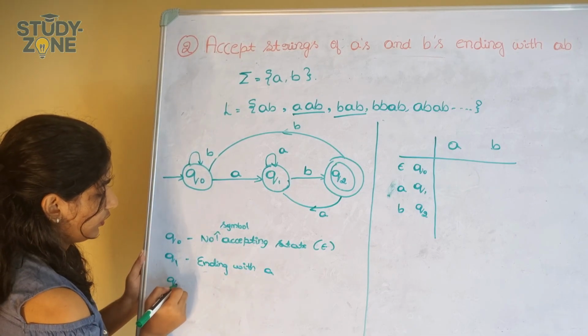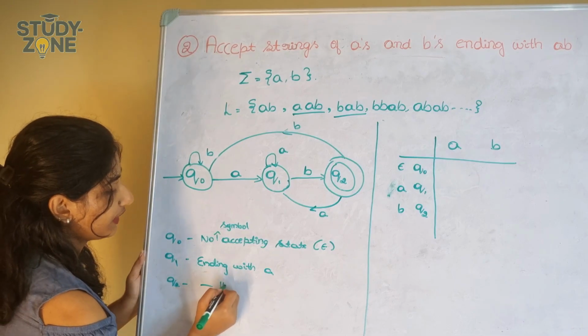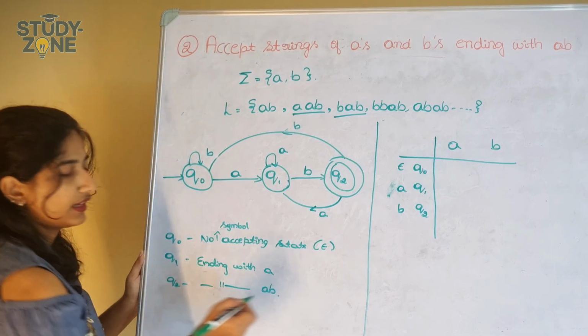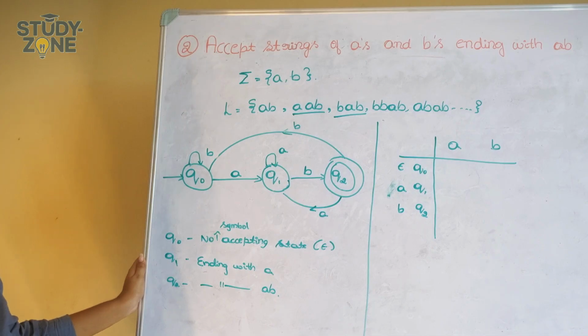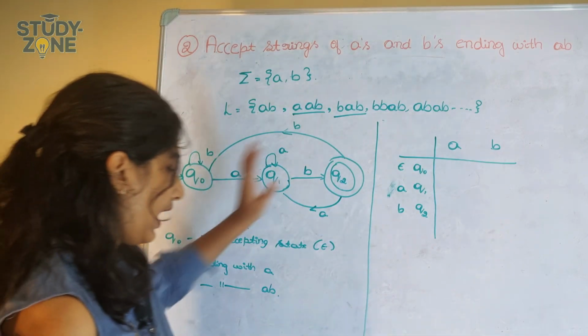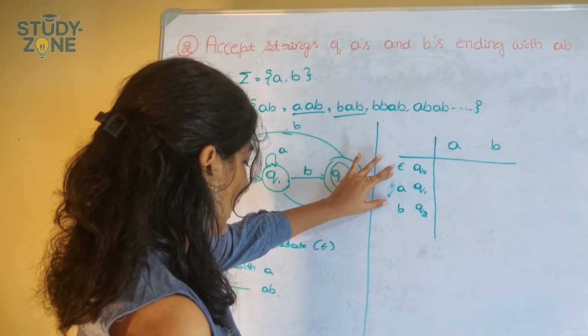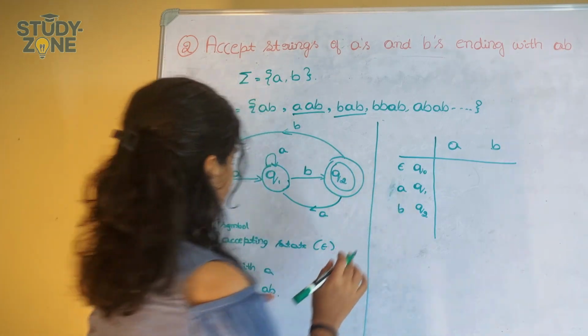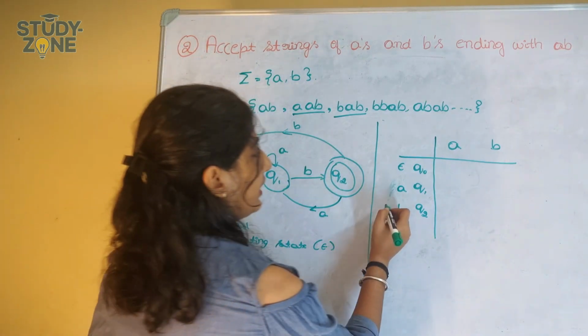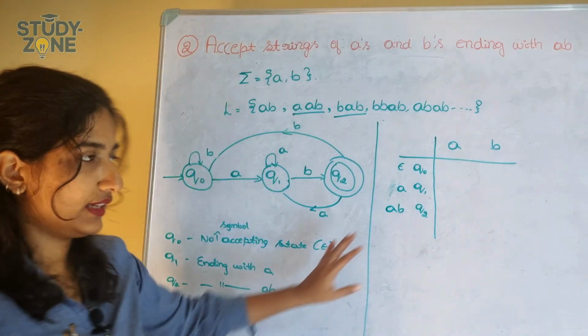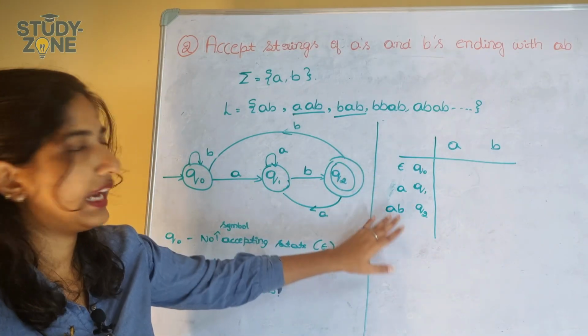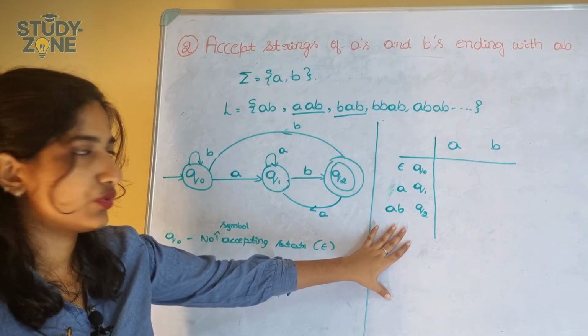Q1, right? Q2 is ending with A, B. We have to take it like this, okay? So here we have epsilon and then A, and then here ending with AB, right? So we have to write it like A, B here. So epsilon, A and AB. Now we have to check.